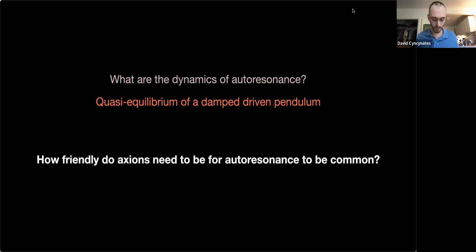Okay. So that's autoresonance. And now over the next several slides, I'll try to address the question, how friendly do axions need to be for autoresonance to be common? How close do their masses need to be?